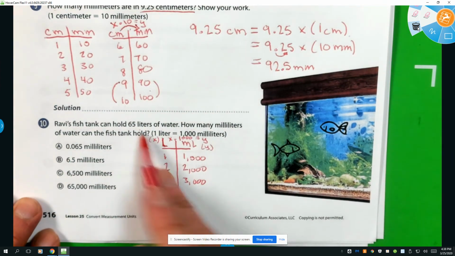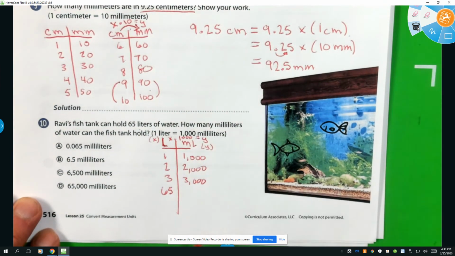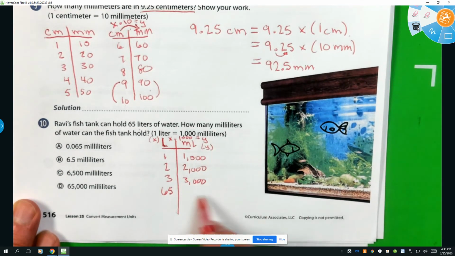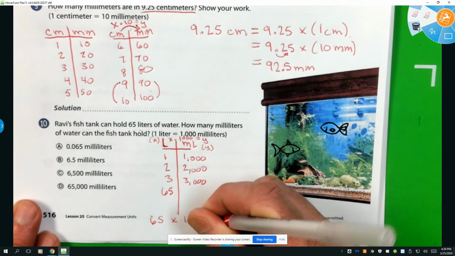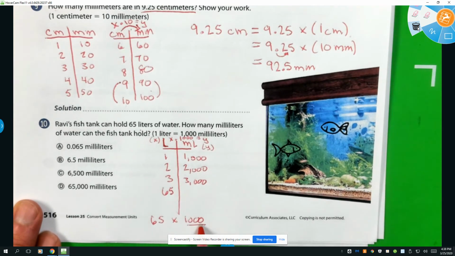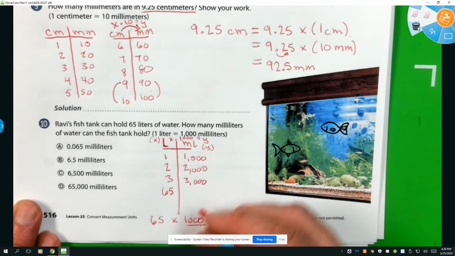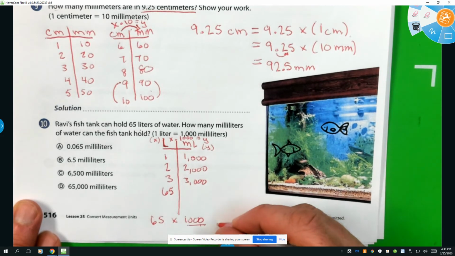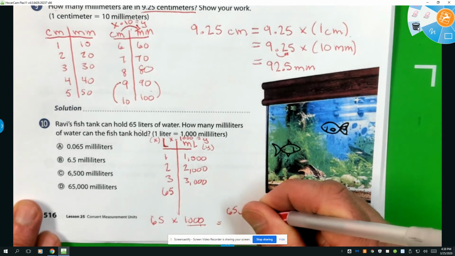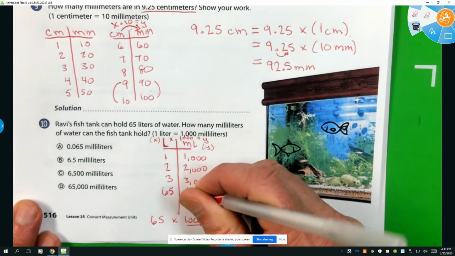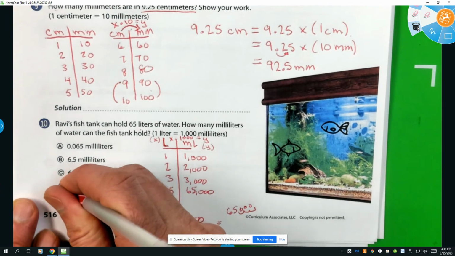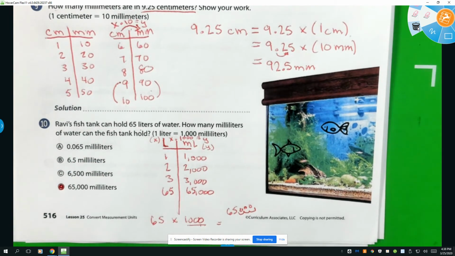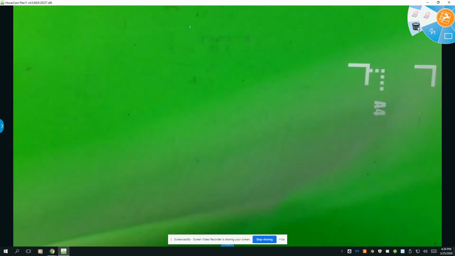So if I take 65 liters right here, all I've got to do is multiply it by 1,000. Well, 65 times 1,000. I know I'm multiplying it by a power of 10 with 3 zeros, and all I'm going to do is move my decimal over 3 spots. So I'm going to write 65, 1, 2, 3, 65,000 milliliters. Therefore, your answer is D. All right, let's continue.